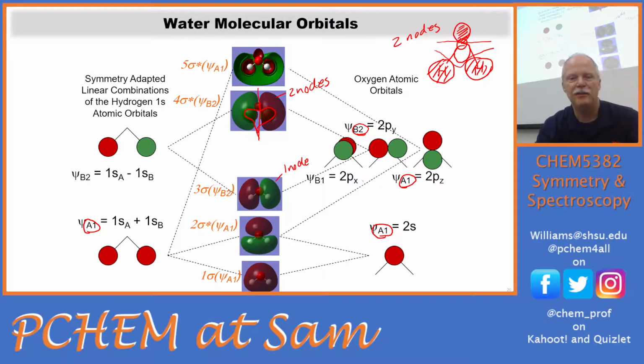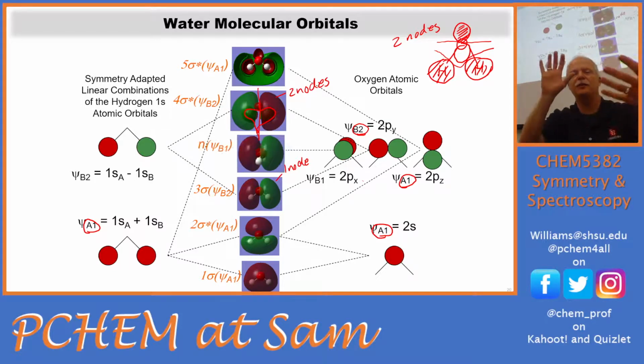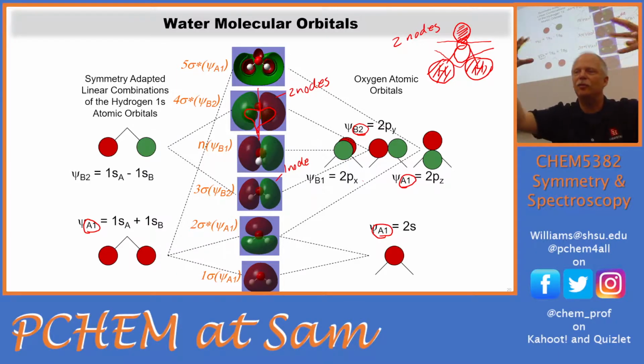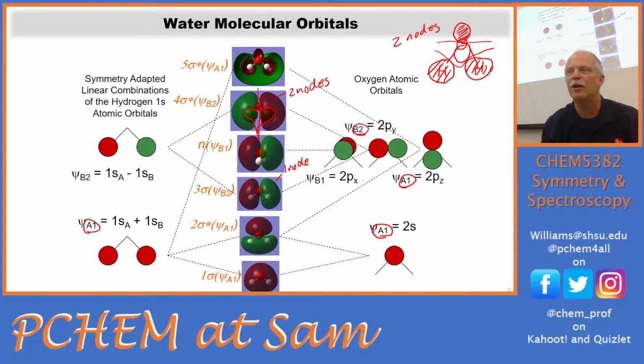And then lastly, we have the B1, which is by itself, the 2px. Now, I've rotated the molecule. Look at the hydrogens. I've rotated the molecule so that you can see that it's the px orbital coming out of the top and bottom of the water molecule. And it's by itself, and we would label that a non-bonding orbital. It doesn't have any interaction with the hydrogens at all. So it's not anti-bonding, and it's not bonding. It's just non-bonding.